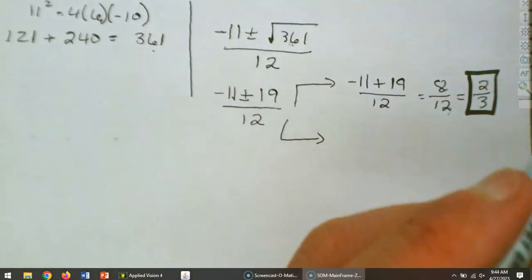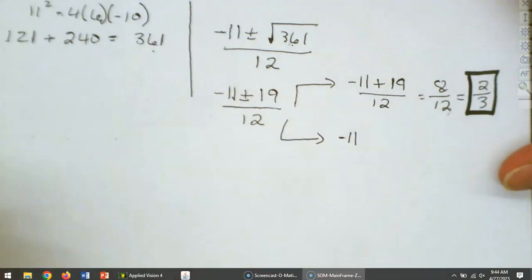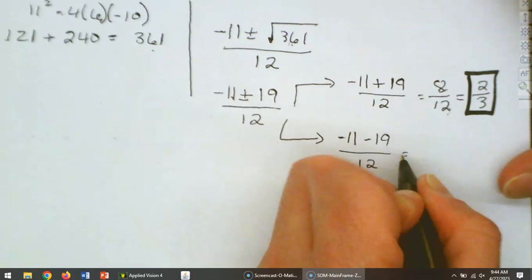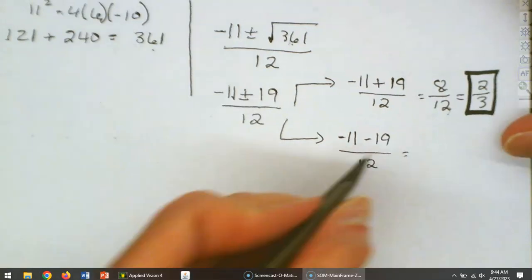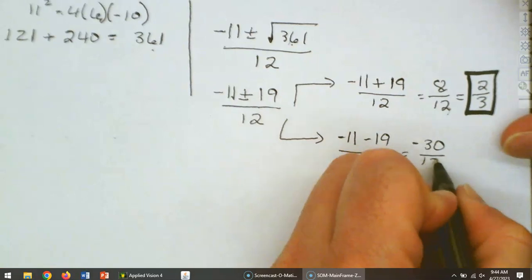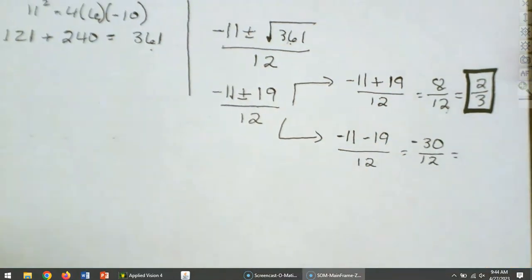What about the other one? Well, the other one is going to be minus 11 minus 19 over 12. And minus 11 and minus 19, they're both negative. They go together. And so that's going to make that now a minus 30 over 12. And reduce it down as much as you can. So 30 and 12, well, they both have a 6 in them.